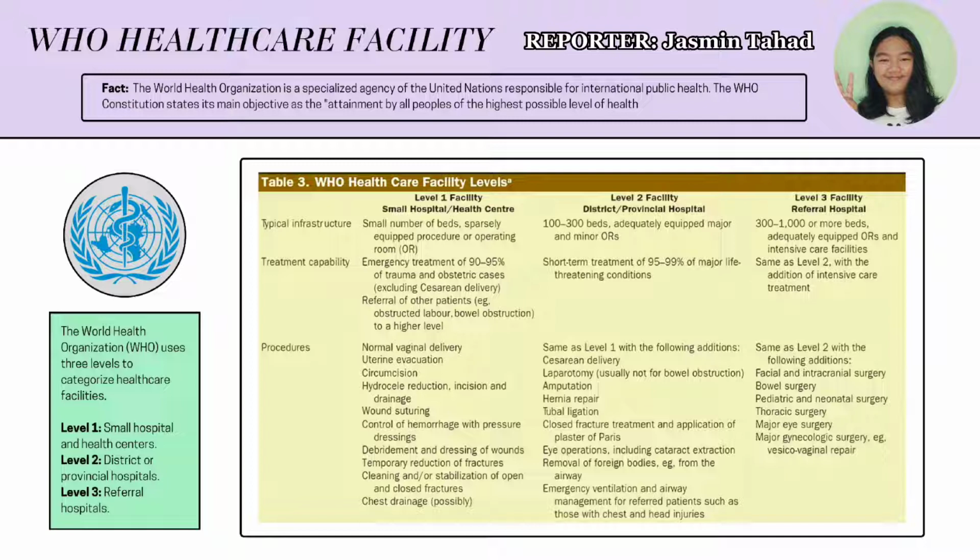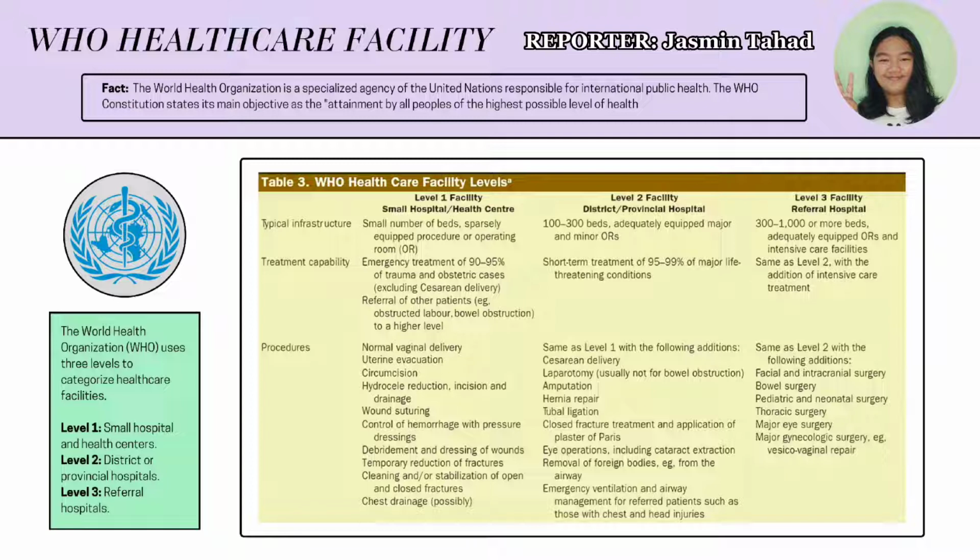On level 2 facilities, the procedures we can do are the same as level 1 but with the following additions: cesarean delivery, laparotomy, amputation, hernia repair, tubal ligation, closed fracture treatment and application of plaster of Paris, eye operation including cataract extraction, removal of foreign bodies, for example from the airway, emergency ventilation and airway management for referred patients such as those with chest and head injuries.